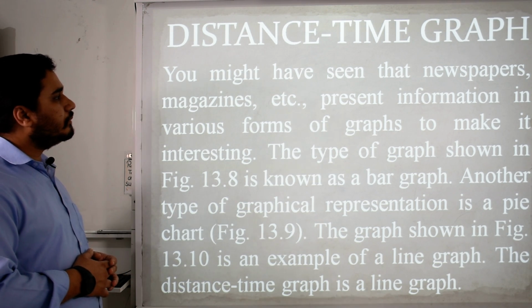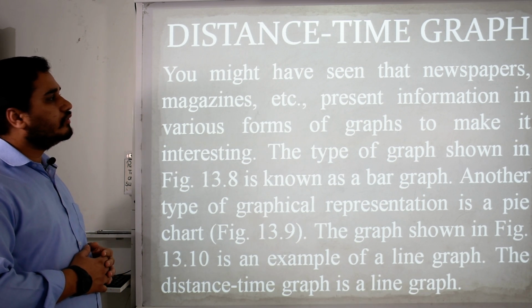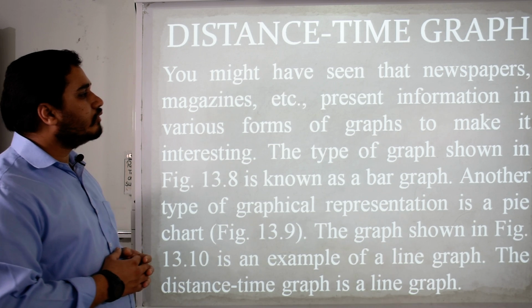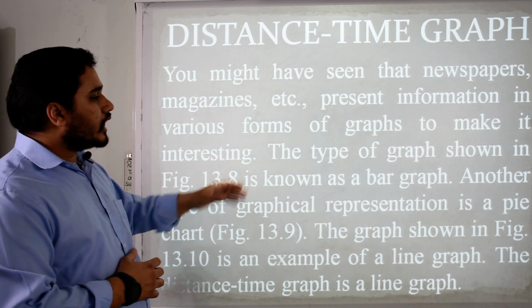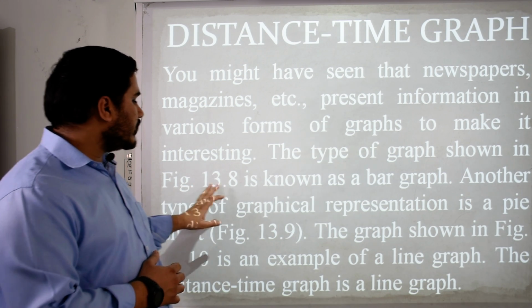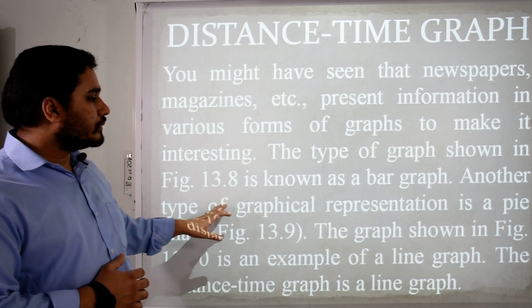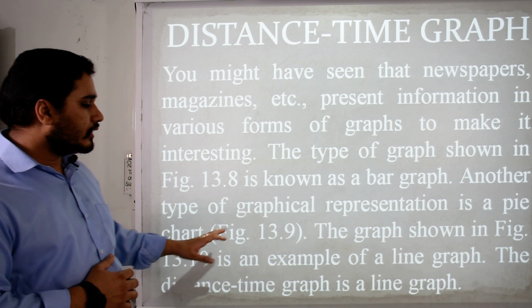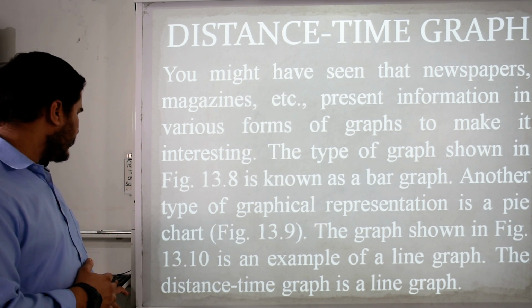Distance time graph is the main thing that we can actually use, or the army or air force are using. You might have seen that newspapers, magazines etc. present information in various forms of graphs to make it interesting. The type of graph shown in figure 13.8 is known as a bar graph. Another type of graphical representation is a pie chart. The graph shown in figure 13.10 is an example of a line graph. The distance time graph is mainly a line graph.